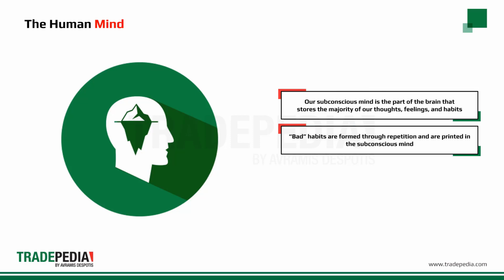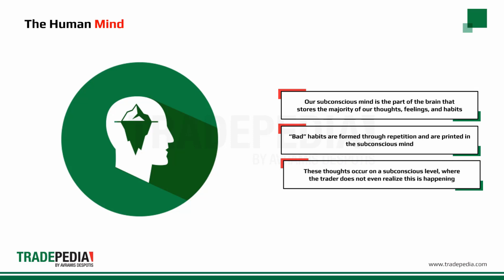Bad habits are formed through repetition and are printed in the subconscious mind, making it extremely difficult to do what you know you should and want to do using your conscious mind. These thoughts occur on a subconscious level, where the trader does not even realize this is happening until someone else who can see it brings it to their attention.